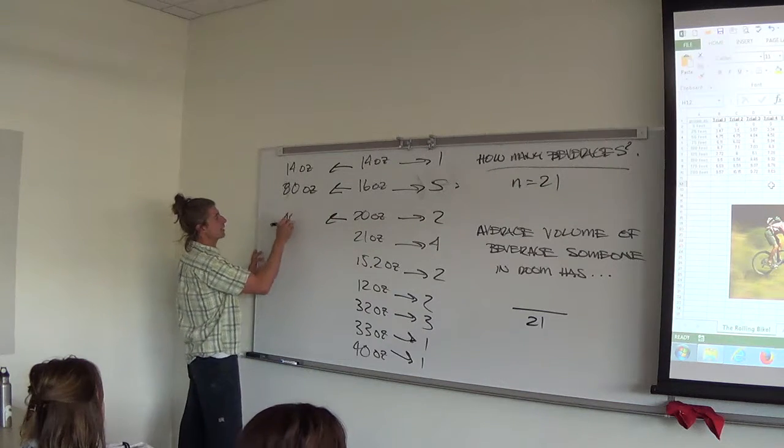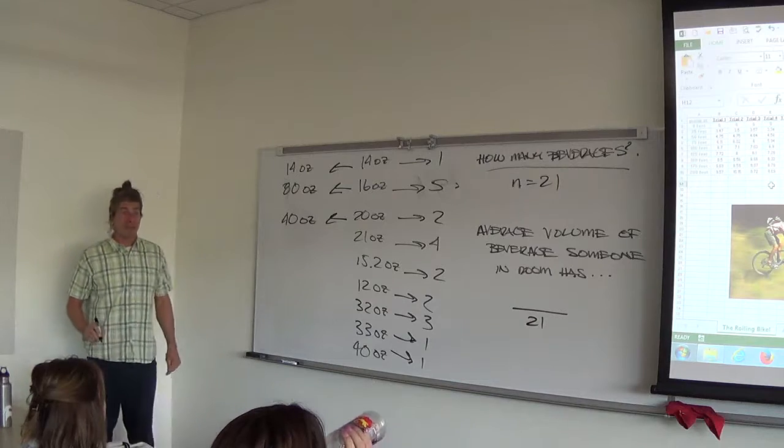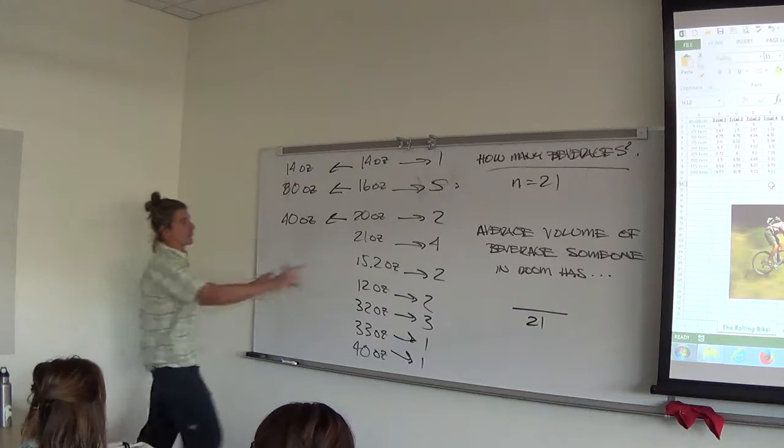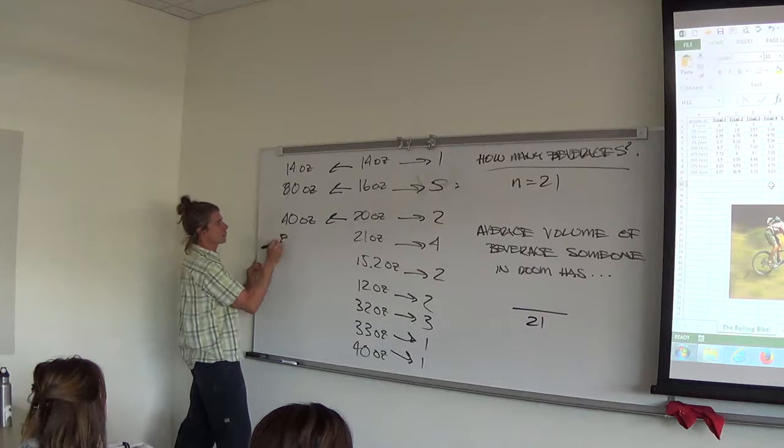There's 40 ounces here. Your job is to check my math, make sure I don't screw something up at this point. Okay? 4 times 21 ounces is 84 ounces.